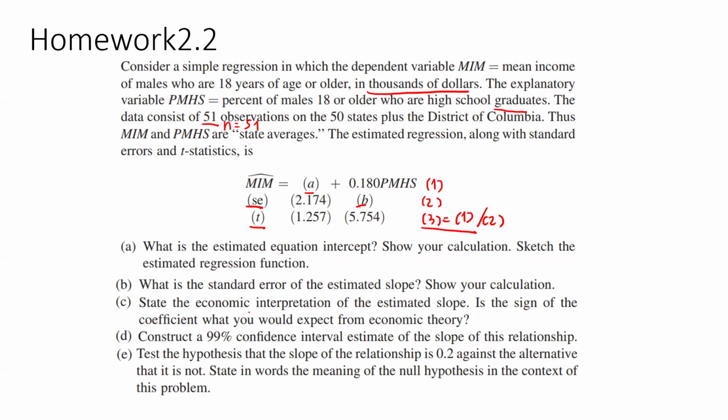For 3, state the economic interpretation of the slope. You can write down the relationship between the years of schooling, the percent of males in those states, and income. This means the effect of schooling on income. So let's try to explain what the economic theory is. Then D, please construct a 99% confidence interval.